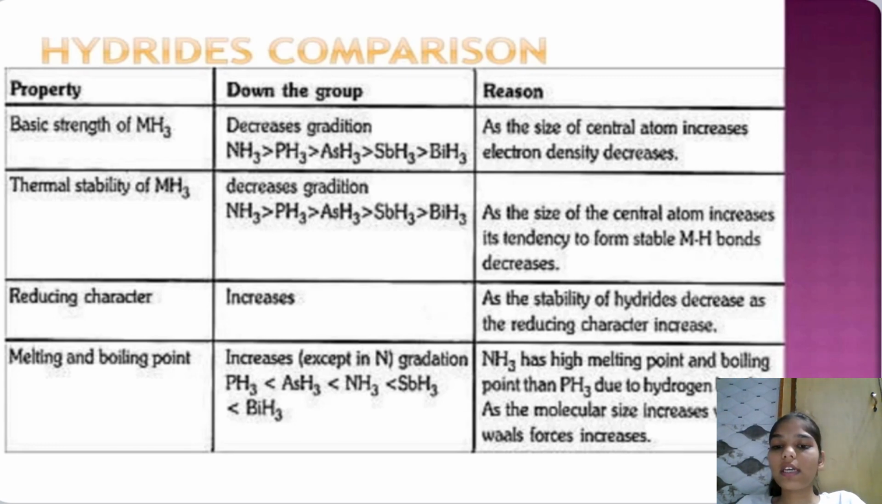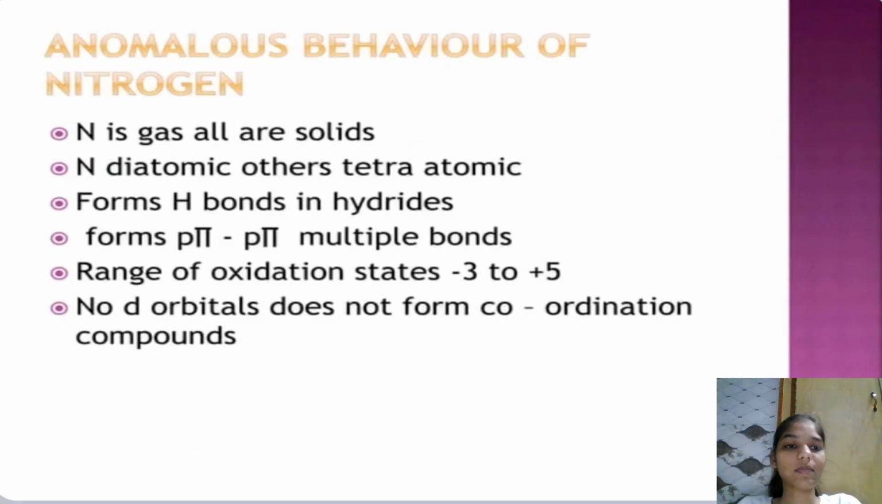So ammonia has a higher melting point and boiling point than phosphine. This is due to hydrogen bonding, and as the molecular size increases, we know van der Waals forces of attraction increase, and hence the melting and boiling point increases.